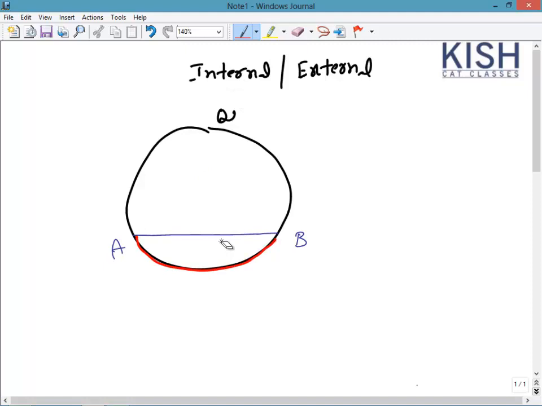Now I focus on this segment. If you draw this, let me focus on this segment. If it is making exactly, let's say, x degrees at the center, then the same segment on the same side, if I draw lines like this, this is going to be half of the angle made by the segment at the center.